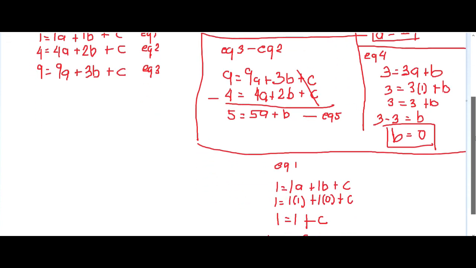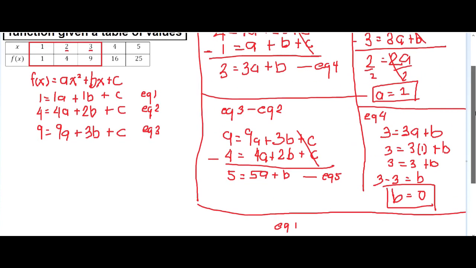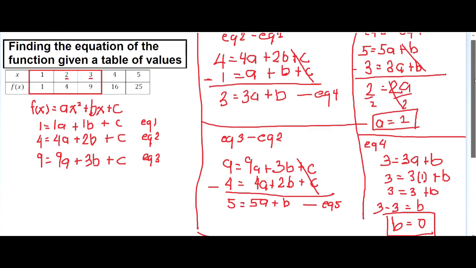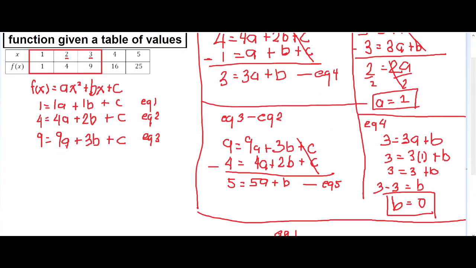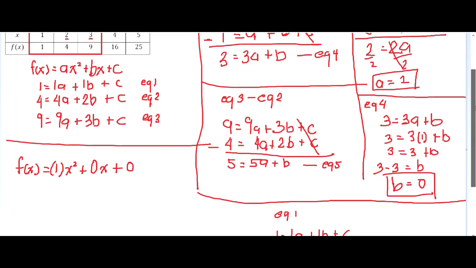Meron ka ng A, B, meron ka ng C. So, how do you find the equation? You have A is equal to 1, B is equal to 0, C is equal to 0. Substitute mo na ngayon. Ito na ngayon yung final answer. Your final answer now will be f of x is equal now to A is equal to 1. So, that's 1 x squared plus meron kang your B is equal to 0, 0x plus 0. 0 yung letter C.